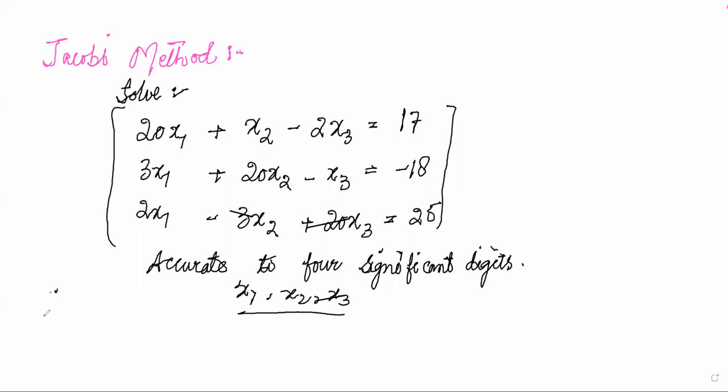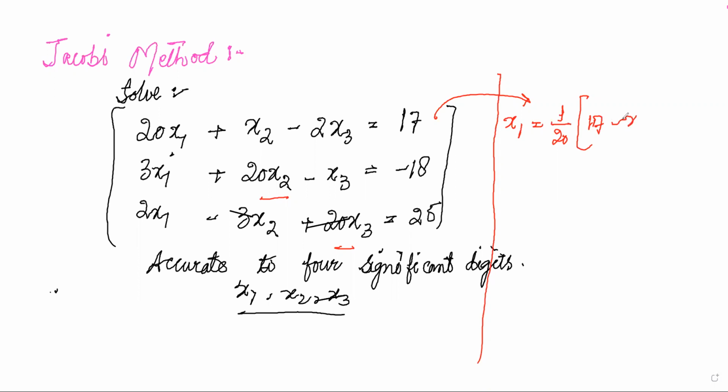So first of all, we start with the initial approximation, or we start with finding the value of x1, x2 and x3, or writing it in the form of equations. That is, the first step that we have to perform is: from equation 1 obtain the value of x1, from equation 2 obtain the value of x2, from equation 3 obtain the value of x3. That is, get the value of x1. From here you will get x1 is equal to 1 by 20 times (17 minus x2 plus 2 times x3). Okay, this is x1.